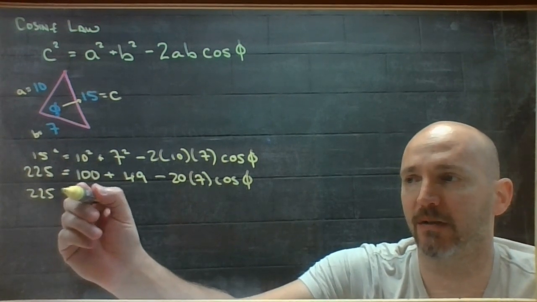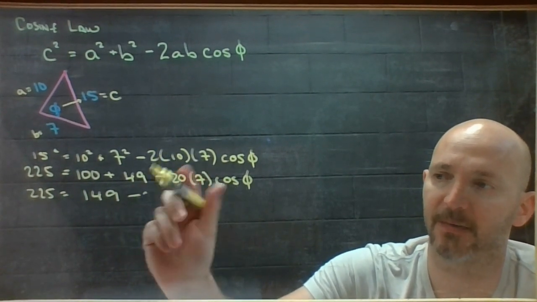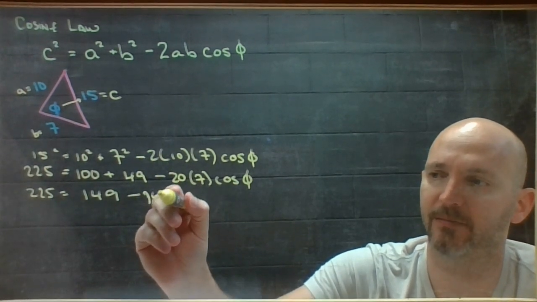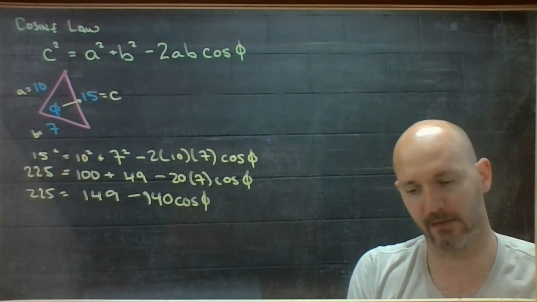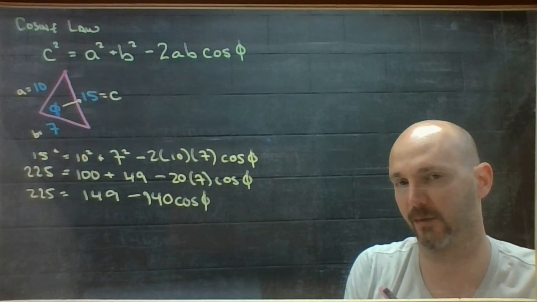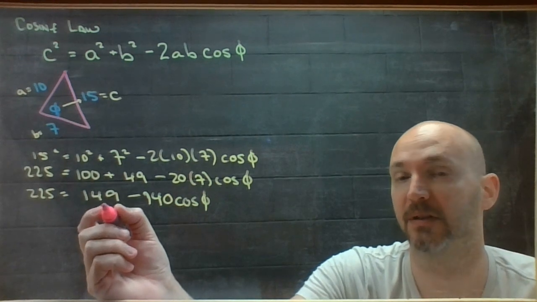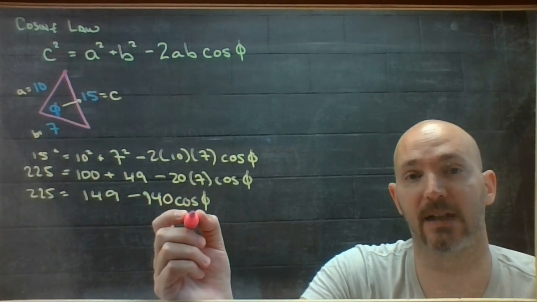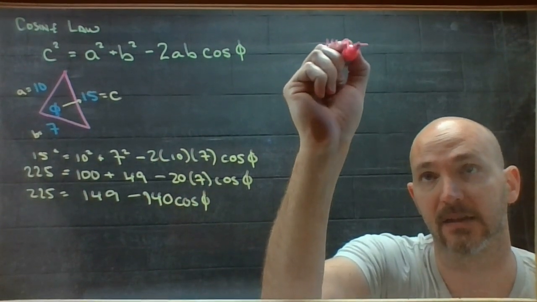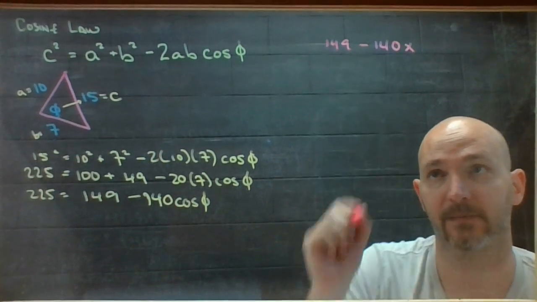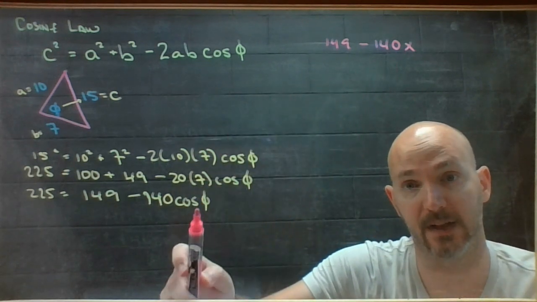I can do 100 plus 49, that's 149. 20 times 7 is 140. All right, and normally I would just carry on with the correct steps, but I need to point out to you that this thing is a number, and this thing is a number with a letter attached to it. So what you're looking at there is something like this. A number on its own, and a number with a variable attached to it.